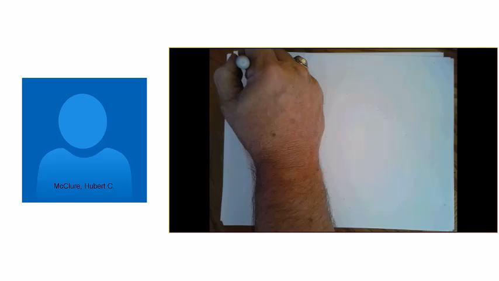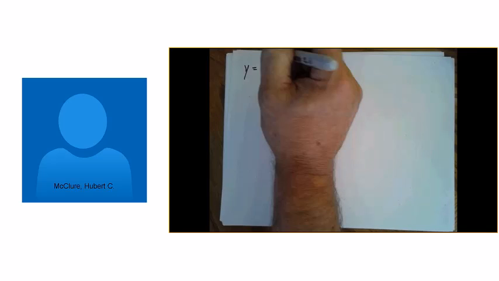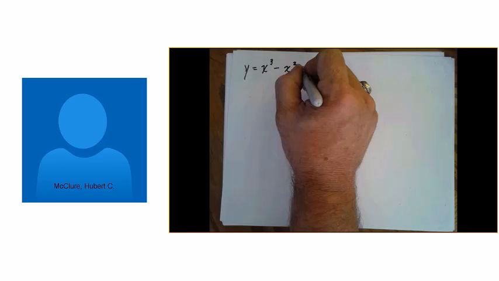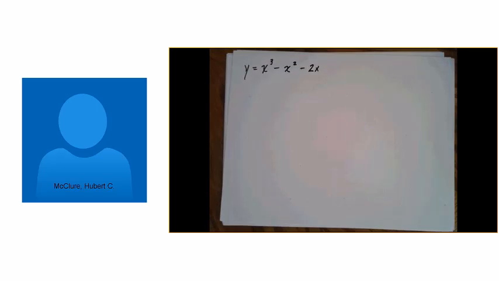All right, let's do another one. I'm going to write this one in black. Y is equal to x to the third minus x squared minus 2x. Now I wrote that one in black because technically that's the only curve in the problem.